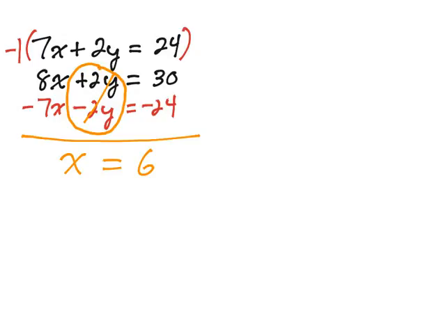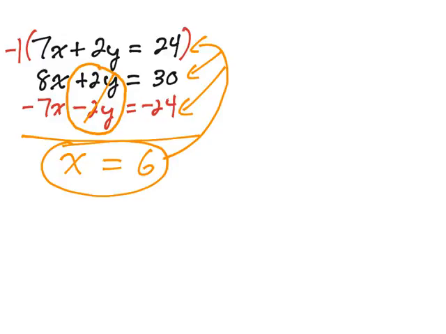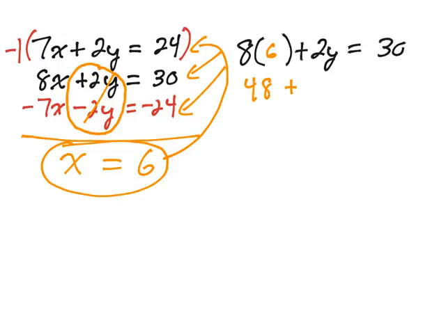Now all we need to do is take that value of 6 and substitute it for x into any one of these equations, whichever one we want. It doesn't matter. I'm just going to go ahead and pick the second one because it's all positive. So we have 8 times the value of x plus 2y equals 30, and the value of x is 6. So 8 times 6 is 48, plus 2y equals 30. Now we need to subtract 48 from both sides.